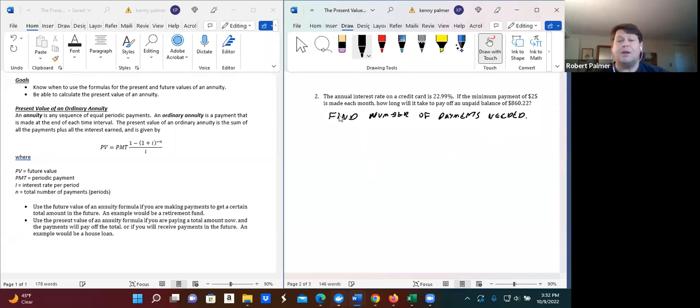Okay, so first off let's look at our formula and see what we have so far. Our unpaid balance is the amount we're going to pay off. This is much more like a car loan or home loan. This is a debt you have right now, and you want to be able to pay it off with $25 a month. So the question is how long does it take to pay off? Our present value we have to pay off is $860.22. Our payment, the minimum payment, is $25 per month.